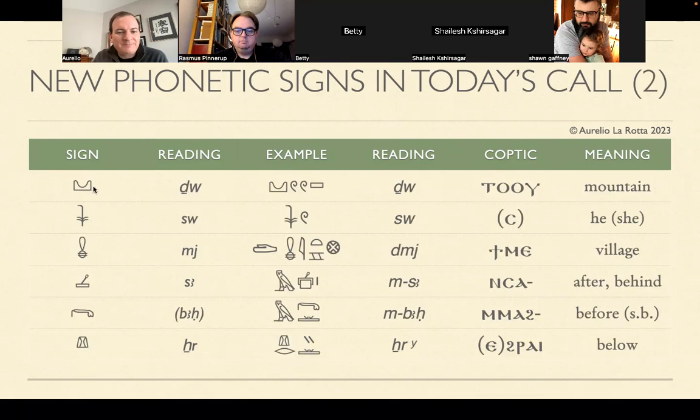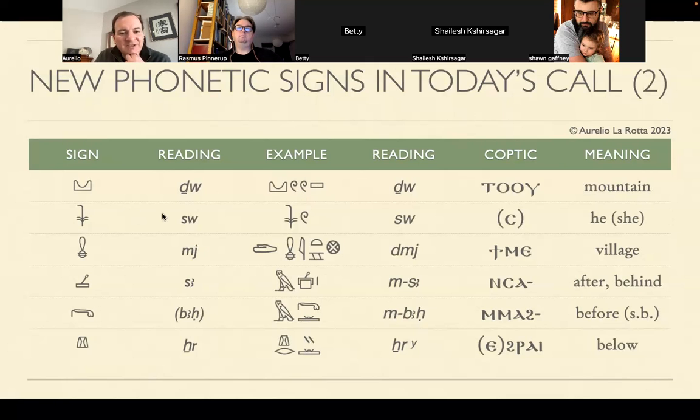Jew, most commonly seen in the word for mountain, which lives on as do in Coptic. Of course, also used in other words, but that would be a common case. In late Egyptian, often spelled with two W's. Why exactly, I'm not sure. And then there's a little rock at the end. It's a common spelling, at least in late Egyptian hieratic.